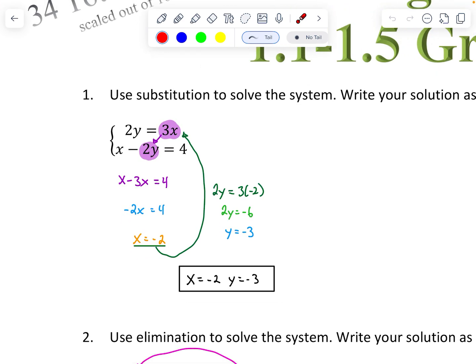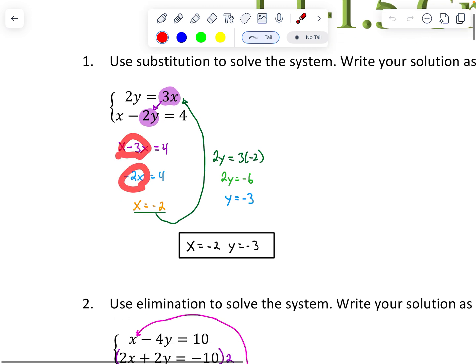So on problem number 1, you have to use substitution. Now this one was set up where you know 2y is equal to 3x, and the second equation has 2y in it. So instead of writing 2y right here, you can simply write 3x. And so I rewrote this equation with a 3x instead of a 2y. And then you can combine like terms to get this. And then divide to get x equals -2.